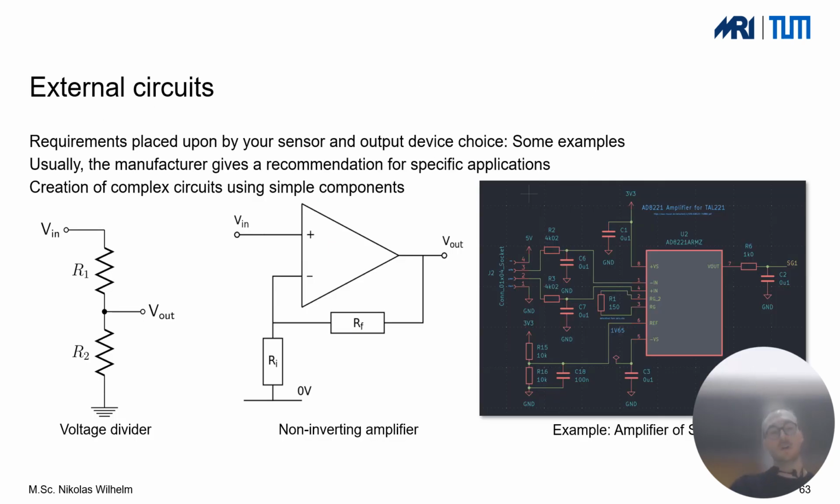Some examples of external circuits that might be required for your system to operate properly are an external voltage divider, if, for example, you need different voltage ranges that you want to operate upon, or something more classical, an amplifier.